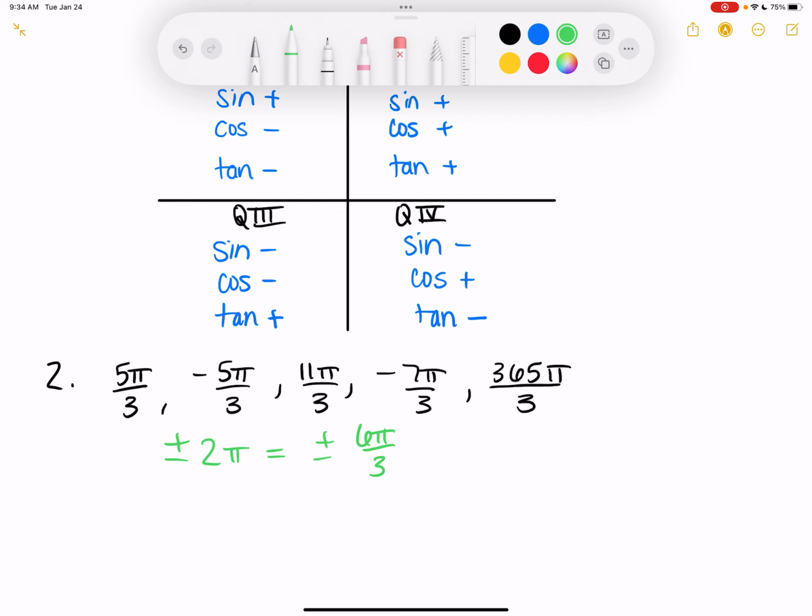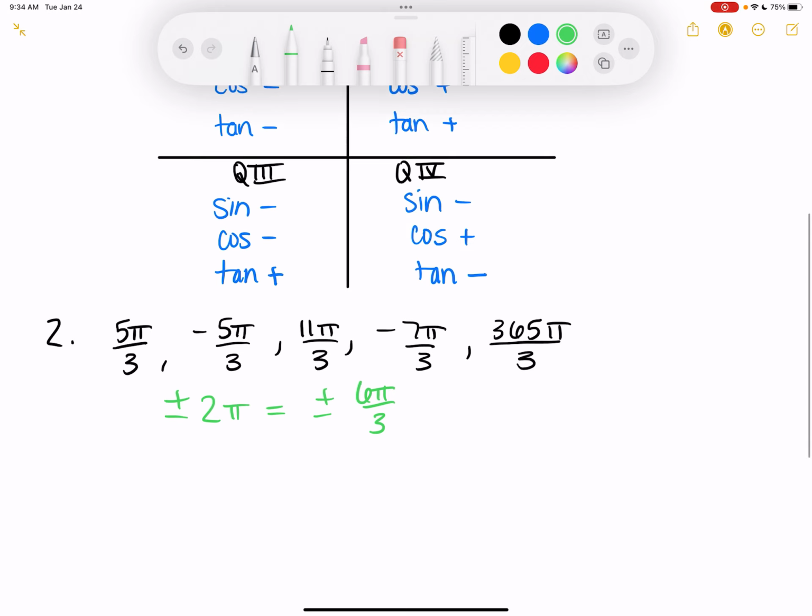So I always just start with the first one, work my way across. So 5 pi over 3 plus 6 pi over 3 is 11 pi over 3. So I can put a check on that one. That one's good. And I was able to use that one, so obviously that one's good.